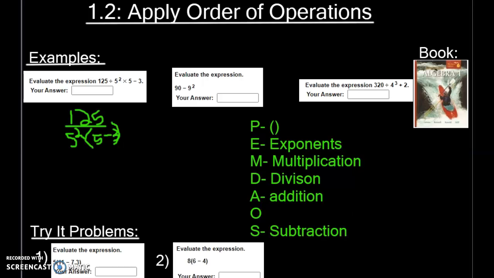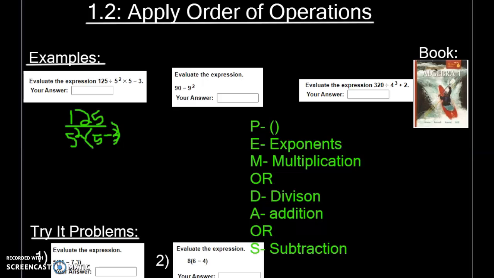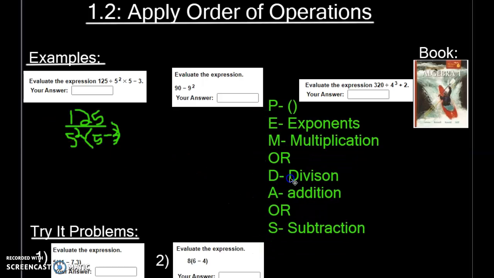As of right now, this would be an OR right there, and then it'd be the same thing after the multiplication. So you do the parentheses first, then the exponents, then either the multiplication or the division, whichever came first. And then the addition or the subtraction, whichever came first. Even though there's a subtraction there, it's in the parentheses, so you do the parentheses first.